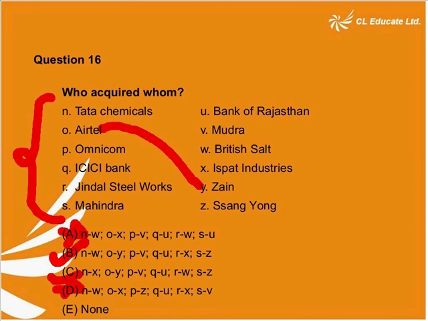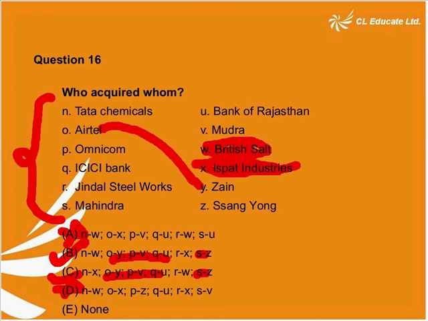So, then further. If we go with that, then if O is Y, then P, V, Q, U all are there. These things are left out. Now, N, W or N, X. So, we just need to know W or X, British Salt and Ispat Industries, who has acquired them. On the other hand, if we see, they are N and R, Jindal Steel Works and Tata Chemicals.